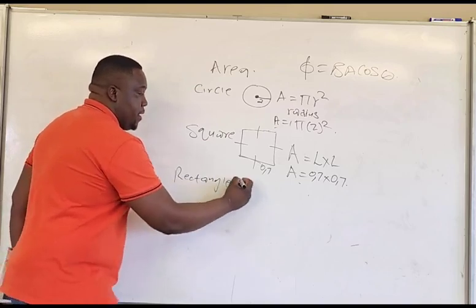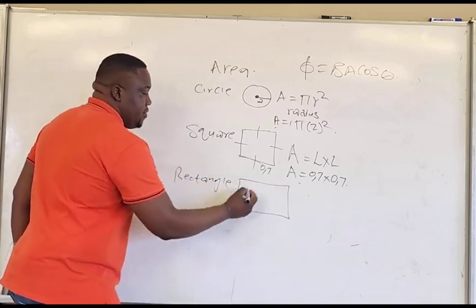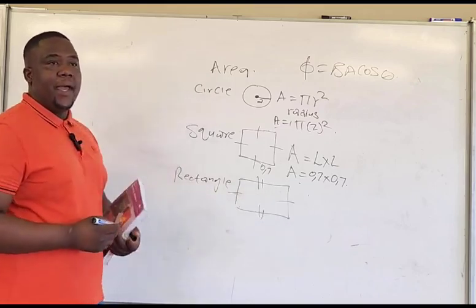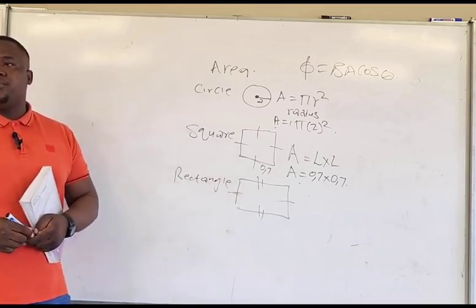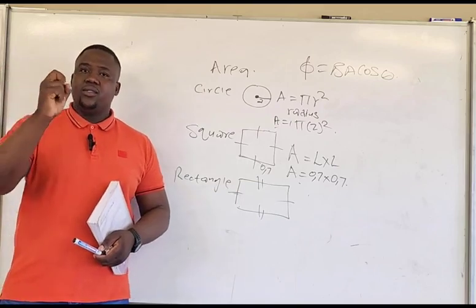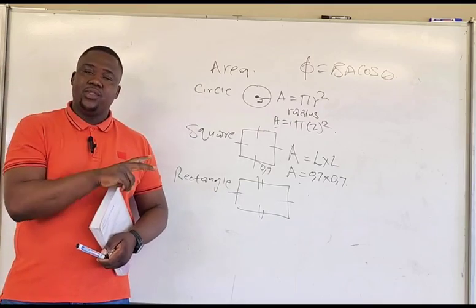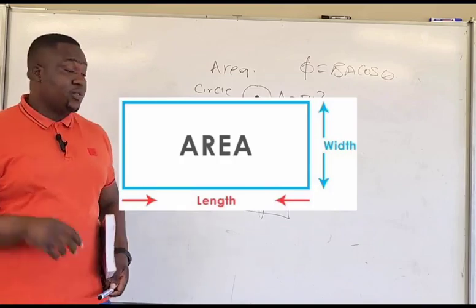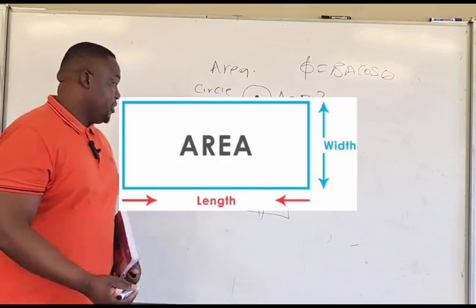Area of a rectangle. A rectangle has 2 pairs of equal sides. It means we have 2 sides that are equal, and 2 other sides that are equal. 2 pairs. There are 2 pairs. Okay.